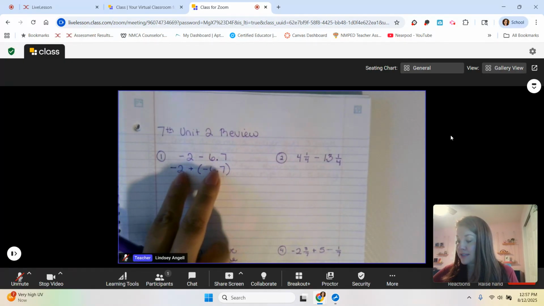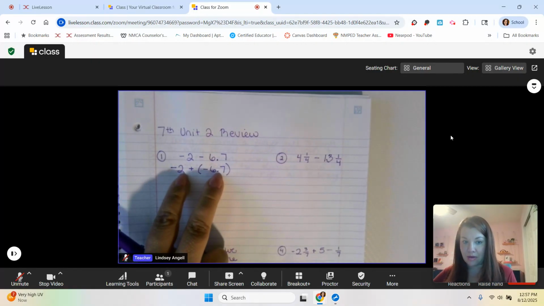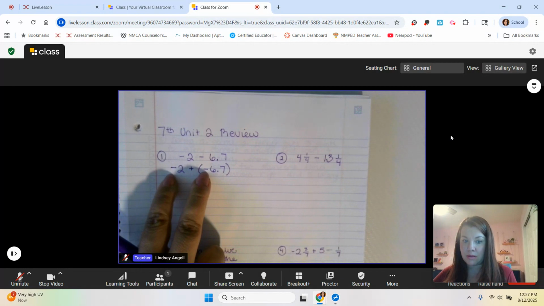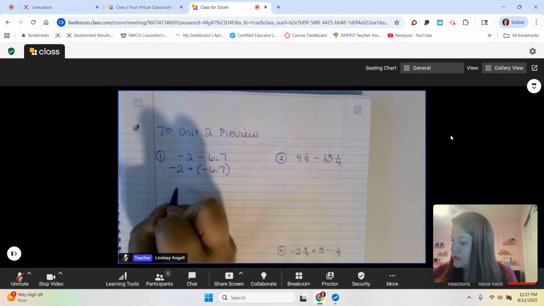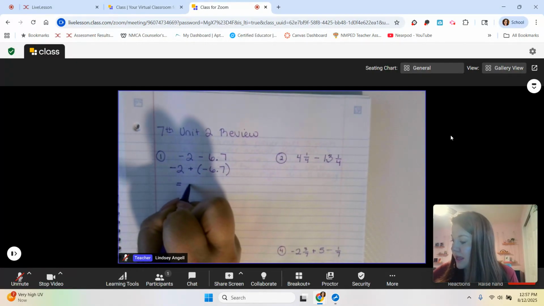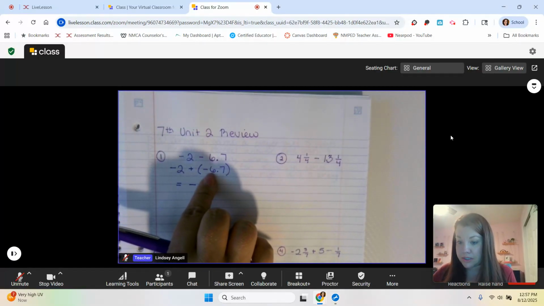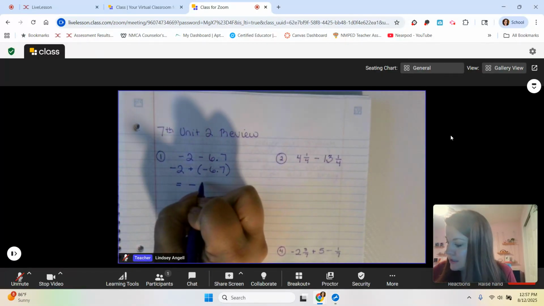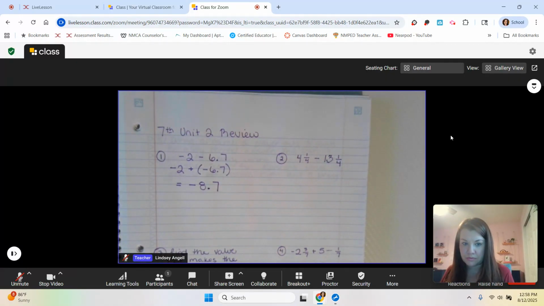Now the signs are the same, so I can just add those together and then keep the negative sign. It's like adding two negative numbers, so I'm still in the negatives. Here's a whole number plus a whole number: 2 plus 6 is 8. But then we still have 7/10 more than that. So -8 and 7/10 would be your final answer.